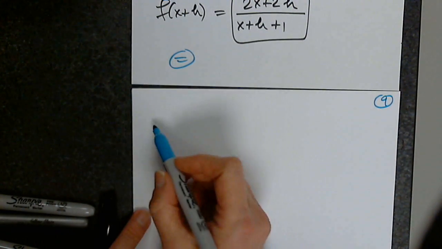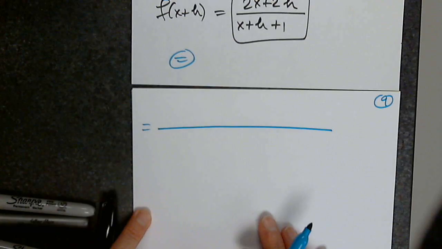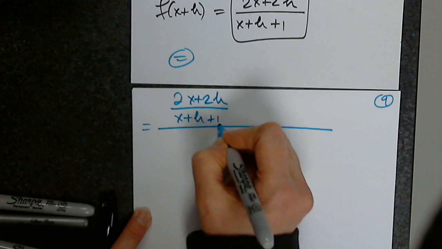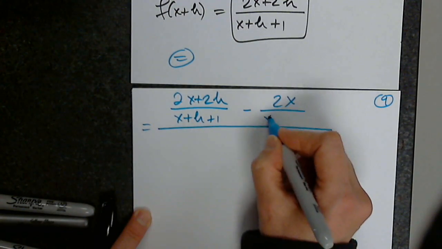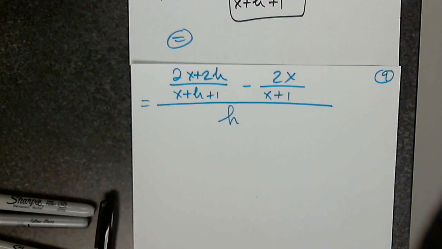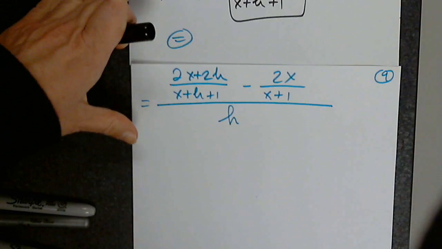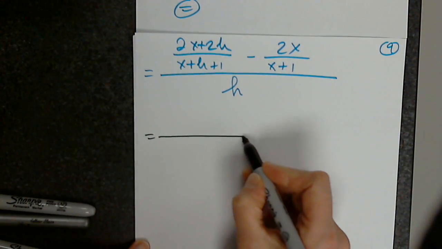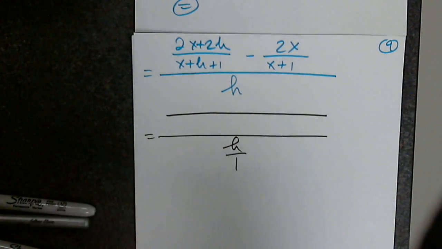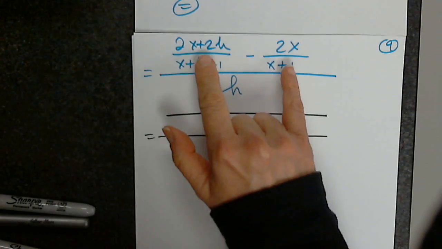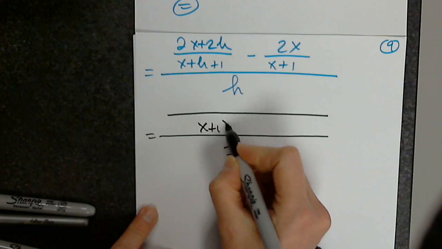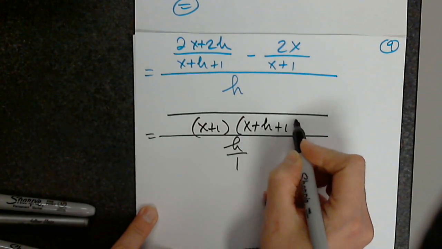Okay, perfect. So then I do have the difference quotient now as 2x plus 2h over x plus h plus 1 minus 2x over x plus 1, divided by h. Do we all agree with this? Okay. So now the next step would be to find the, this is h over 1. So I need the least common denominator in the numerator. These two have nothing in common. Must be the product of the two. So it has to be x plus 1 times x plus h plus 1.